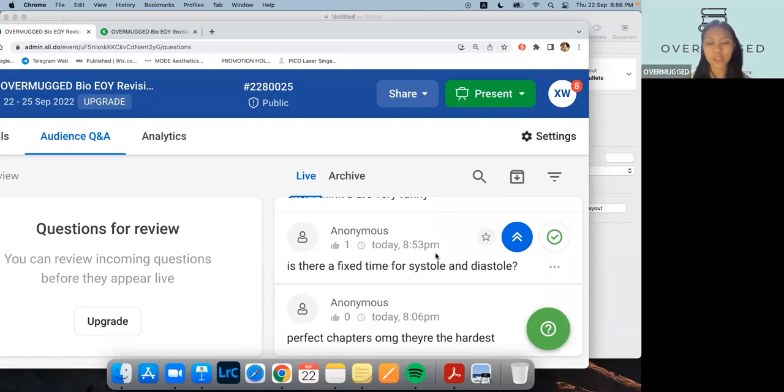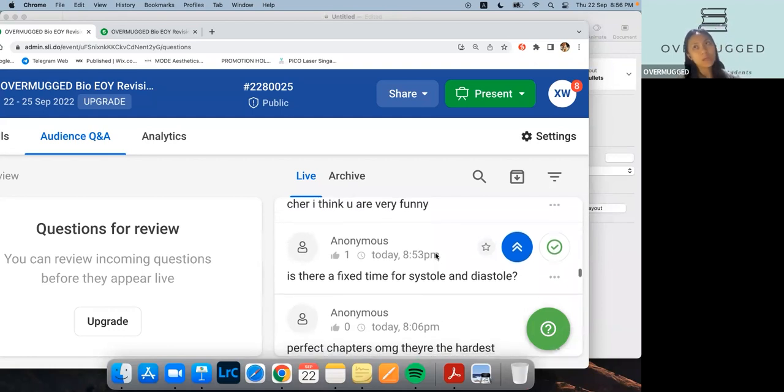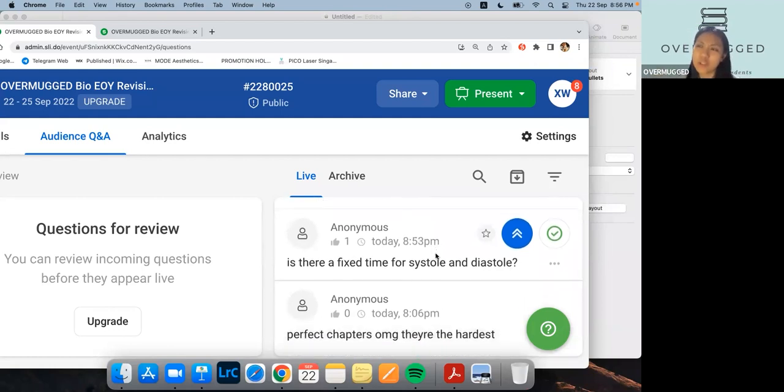So if the question asks you to calculate heart rate and your heart rate is 100 plus, there's a good chance that your calculation is wrong. But that being said, I think it really depends on the question. So there's no fixed time for systole and diastole. But when you are doing a heart rate question, just make sure the heart rate number makes sense.